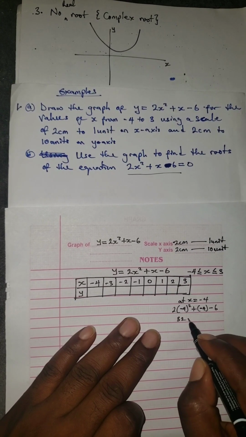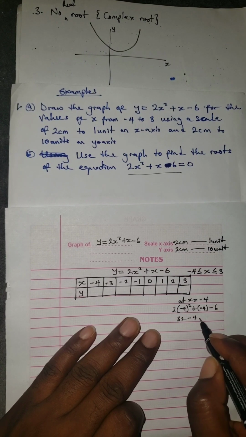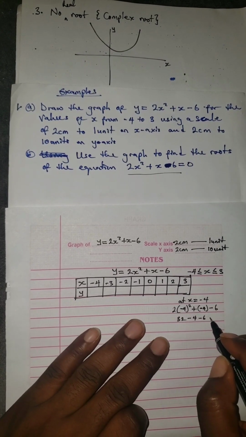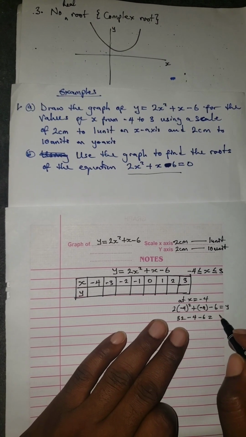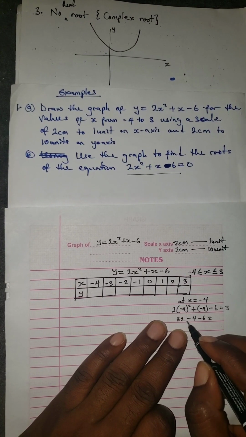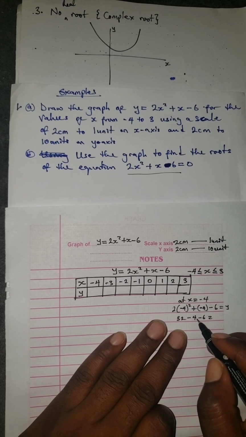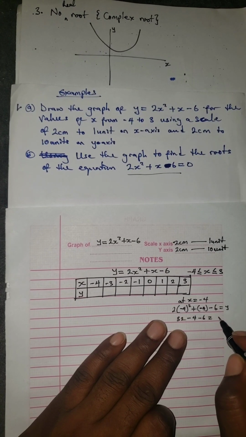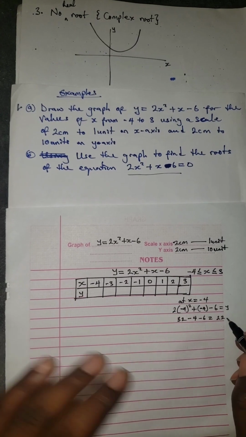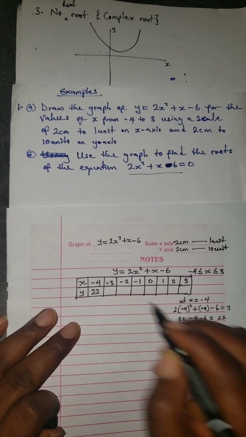Plus times minus will give me -4 minus 6. So this will give you y. That will give us 32 minus 4, which is 28. 28 minus 6 will give us 22. So I'll have 22 here.